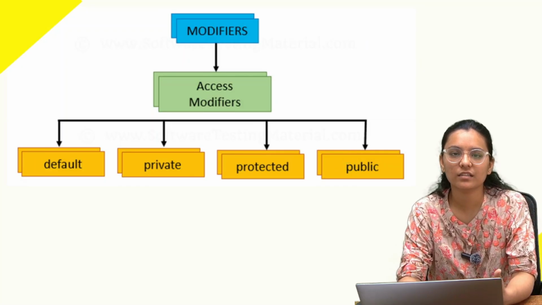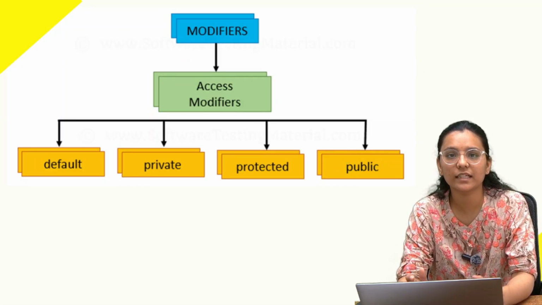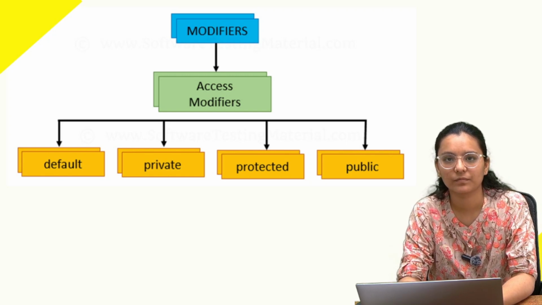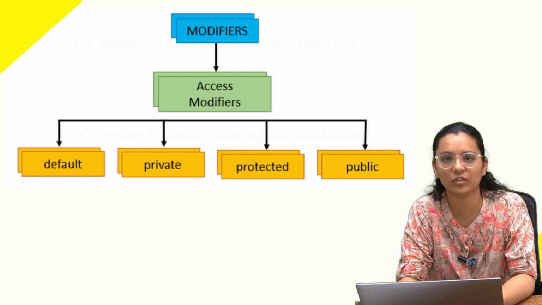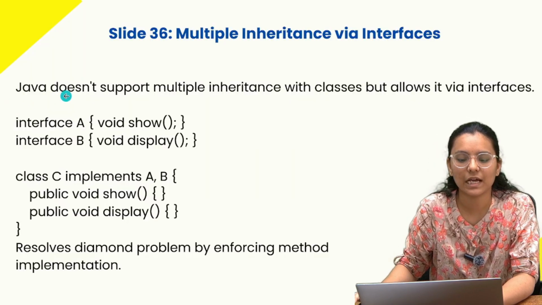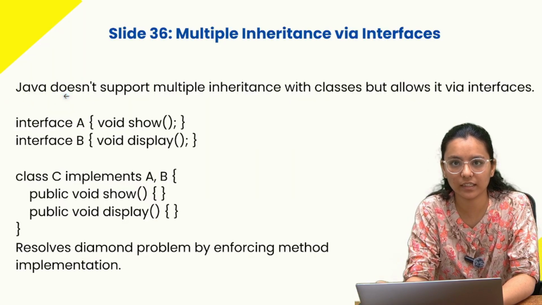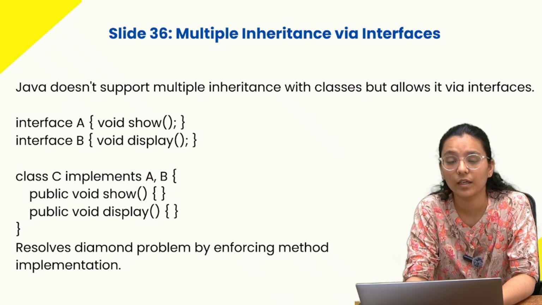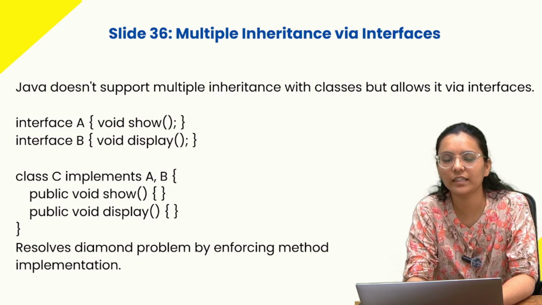We know that multiple inheritance cannot be used in Java directly because it creates confusion, or we can say it creates ambiguity. With the help of interfaces we can achieve multiple inheritance in Java. Java does not support multiple inheritance with classes, we all know that, but with the help of interfaces we can achieve it.